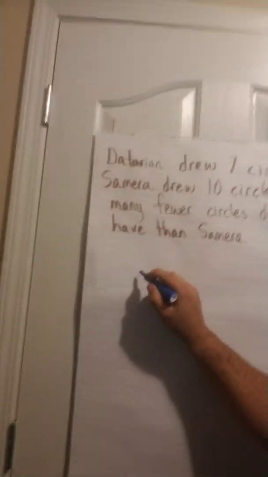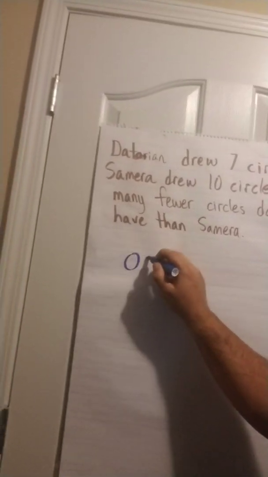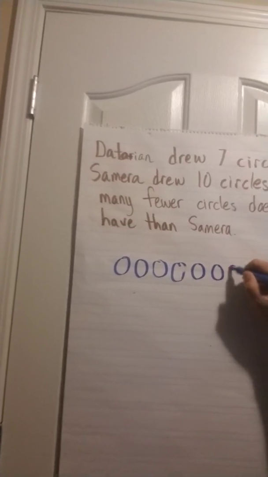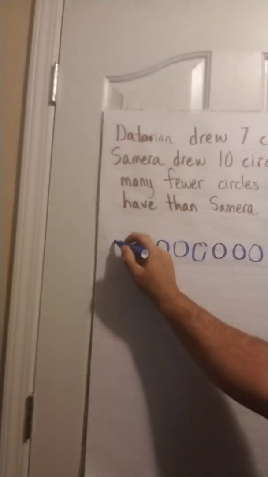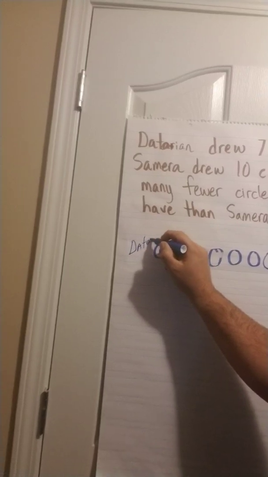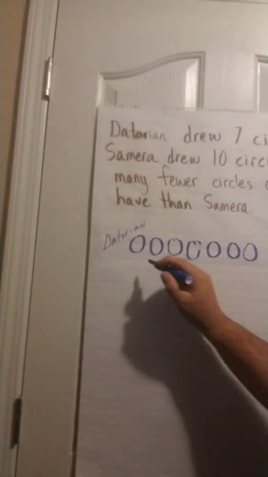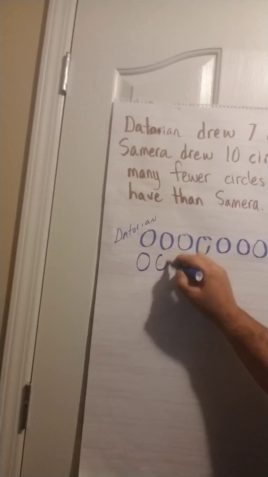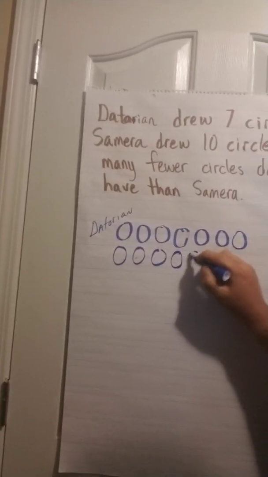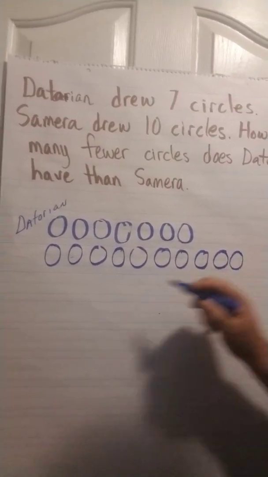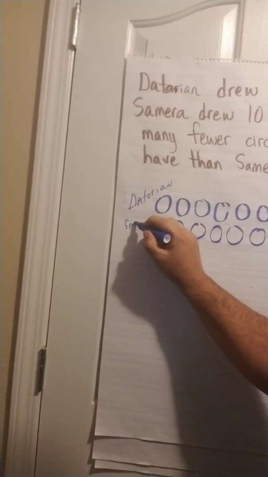All right, so we said Tutorian drew 7 circles, so I'm going to go ahead and draw these 7 circles. All right. And then we said we're going to label that because we have to label our work. So Tutorian drew 7. We said Samira drew 10. So let's count 1, 2, 3, 4, 5, 6, 7, 8, 9, 10. We're going to label this Samira.